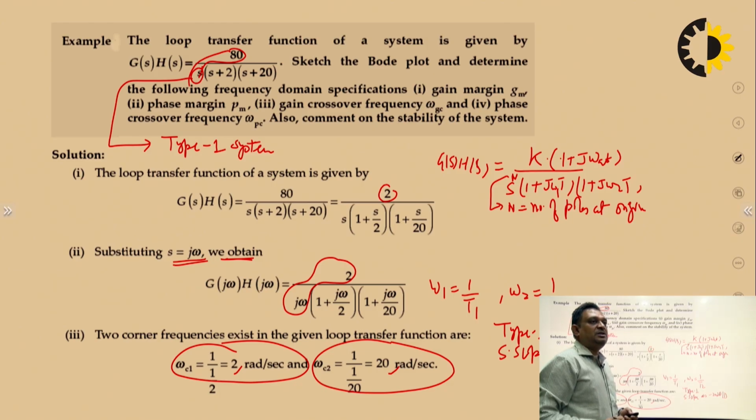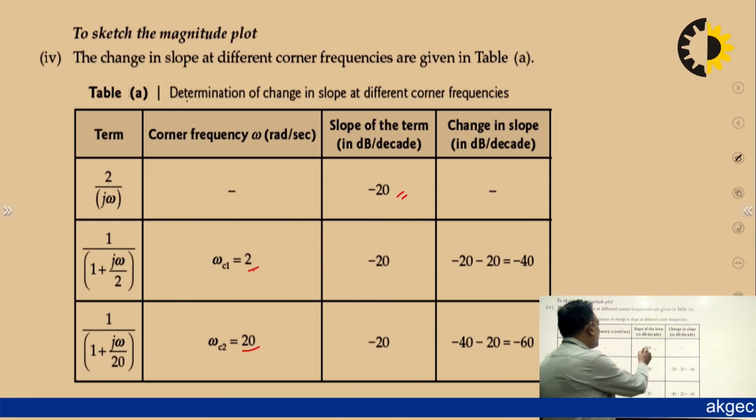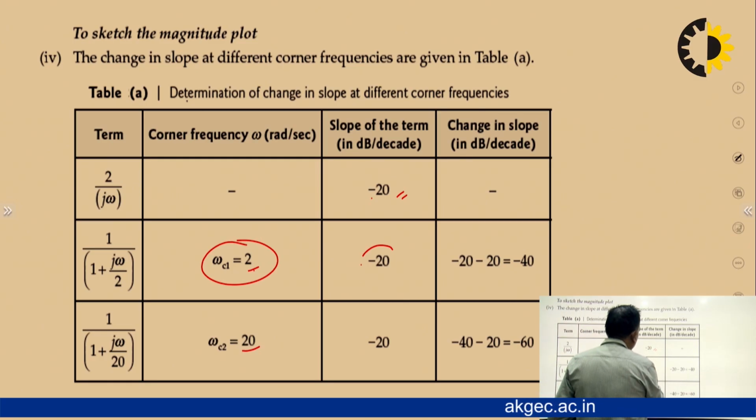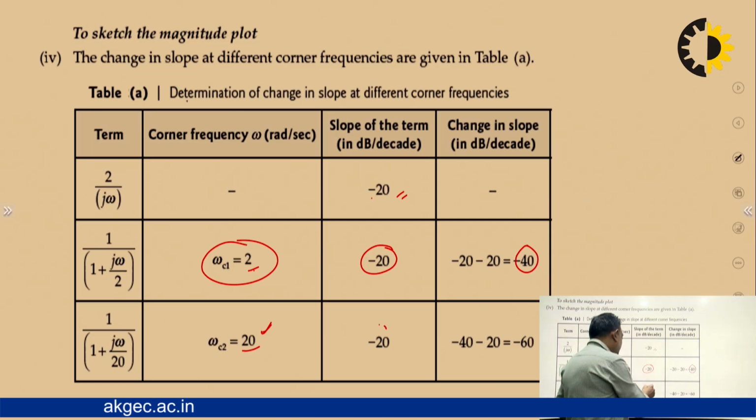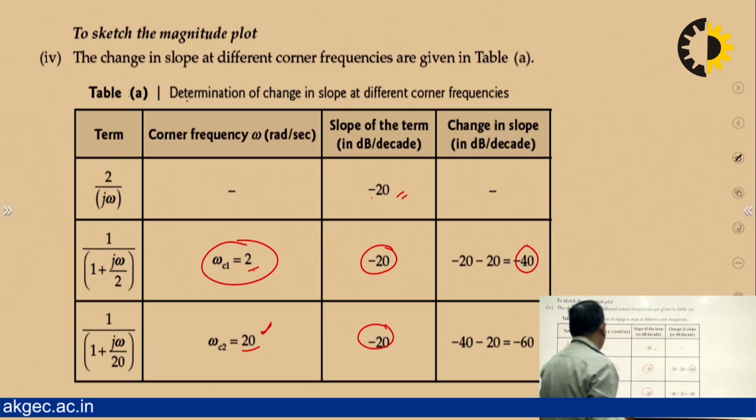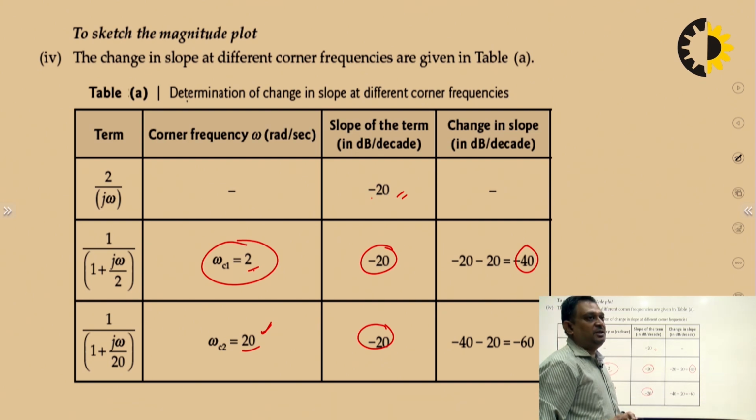These poles will further introduce minus 20 dB per decade each, because these two are simple poles. So the initial slope was minus 20. After corner frequency 2, it will further add minus 20, so we have minus 40 total. Then at omega c2 equals 20, again minus 20 dB per decade is added, so it becomes minus 60 dB per decade. So the slope after 20 radian per second will be minus 60 dB per decade.